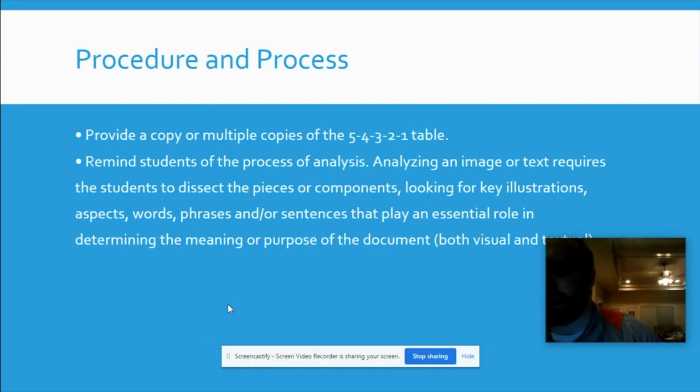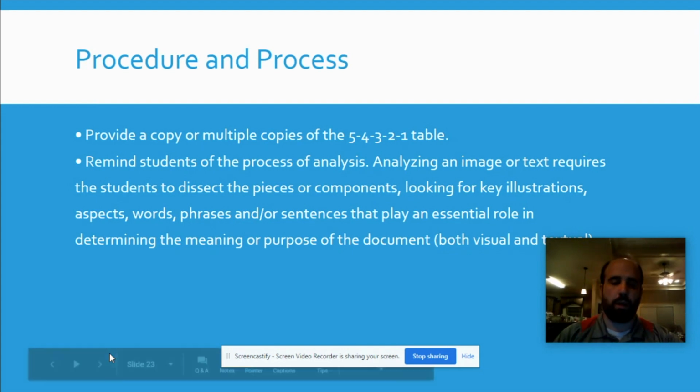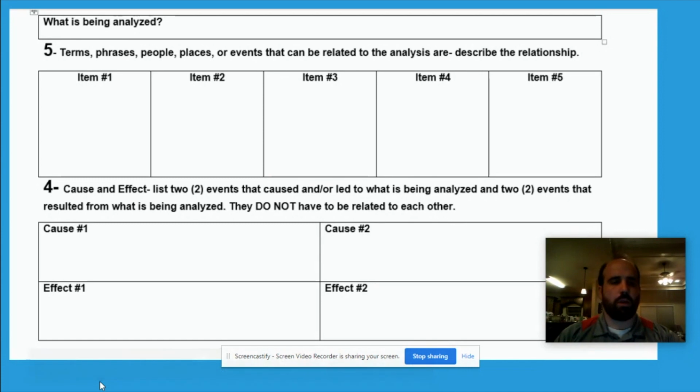Obviously, as you provide a copy of this to your students and you prepare to use it, just ensure that they understand that when we are analyzing a primary or secondary source, we have to look at all the parts, and this is a tool to do that. And so that's going to help us get to the essence of why this was created, the purpose of this document, the impact of this document, and apply the knowledge we've acquired to this document. I'll come back to that in just a second. So this is the 54321. I do want us to look here.